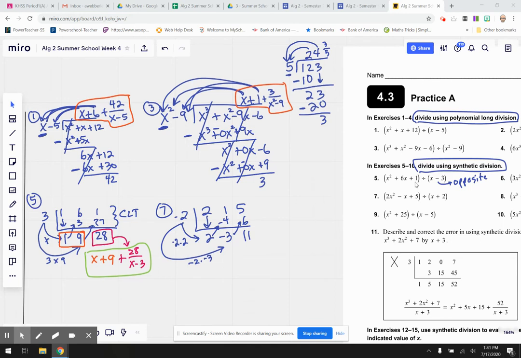So your answer there would be, right here, you got 2x minus 3, and then this is your remainder, so plus 11 over the x plus 2. Okay, so that would be your solution to the synthetic division. Okay, so that is number 7. Let's go to 9.